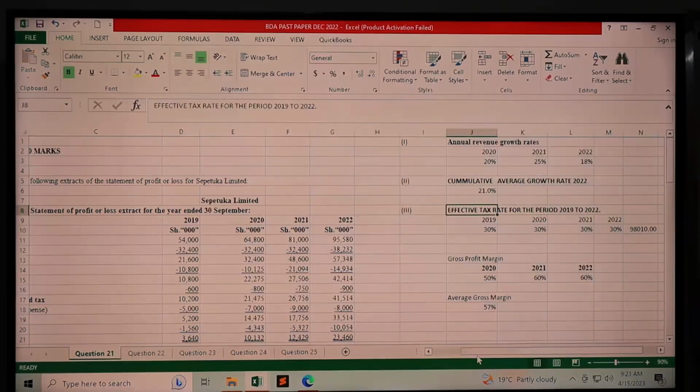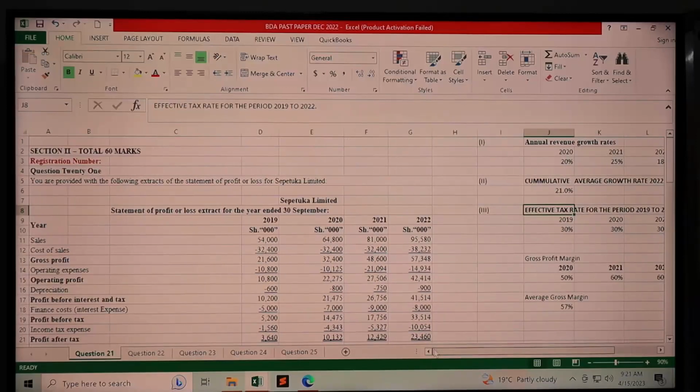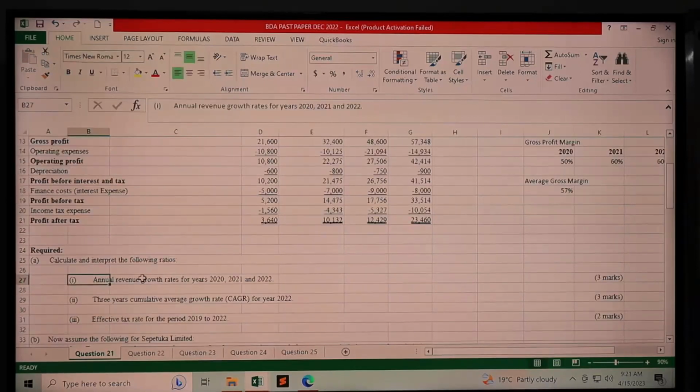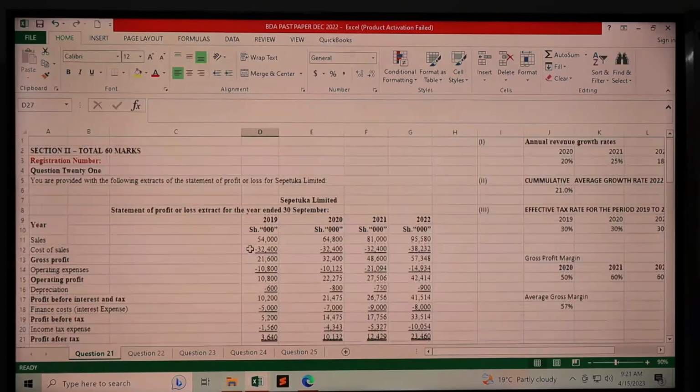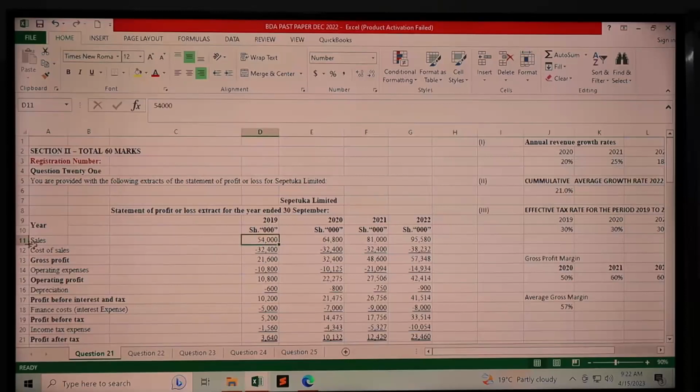So the first thing you're supposed to compute, as you're told in our question, is the annual revenue growth rate for the years 2020, 2021 up to 2022. So that is the annual revenue growth rate. That is just checking on the growth rate. If you check here, you realize that there's a growth. You can actually see that for this.